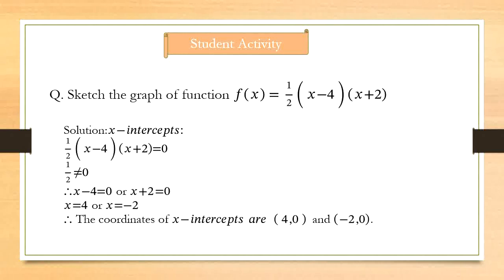So in the solution, we know that we have to find x-intercepts, isn't it? To find x-intercepts, we have to put y equal to 0. So 1 by 2 times (x minus 4) times (x plus 2) equal to 0. We know 1 by 2 is not equal to 0. So either x minus 4 is equal to 0 or x plus 2 is equal to 0. If x minus 4 is equal to 0, then we get x is equal to 4. Or if x plus 2 is equal to 0, then we get x is equal to negative 2. Therefore, the coordinates of x-intercepts are (4, 0) and (negative 2, 0).